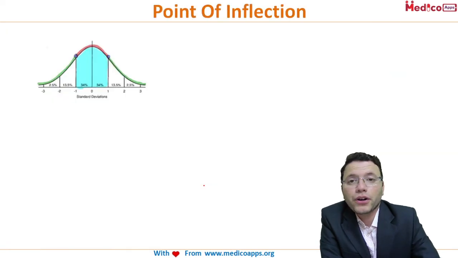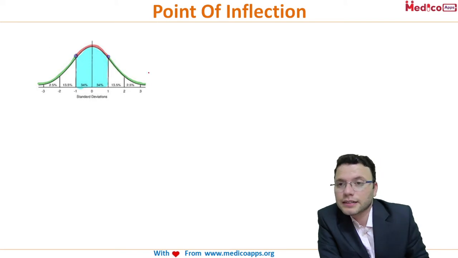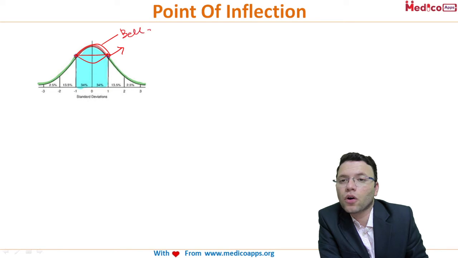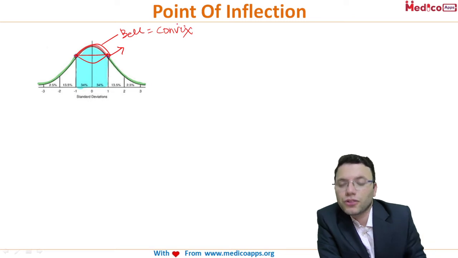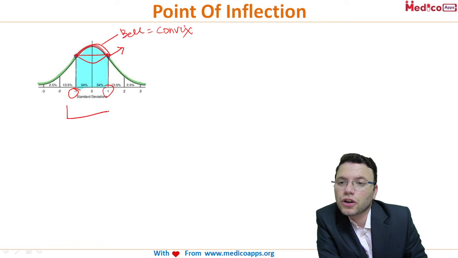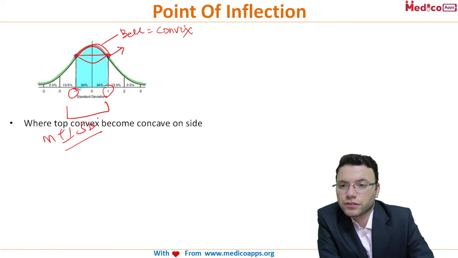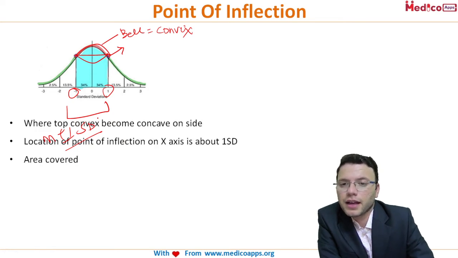There's a concept called point of inflection, which is the point where the curve could be flattened, or it could be concave, or it could be convex. The normal distribution is always bell shaped, or convex, remember. If you see, the value here is plus or minus 1 standard deviation. Mean plus or minus 1 standard deviation would be the coverage of the point of inflection.